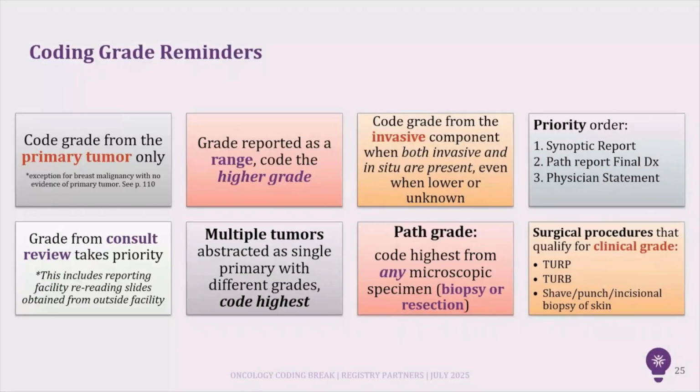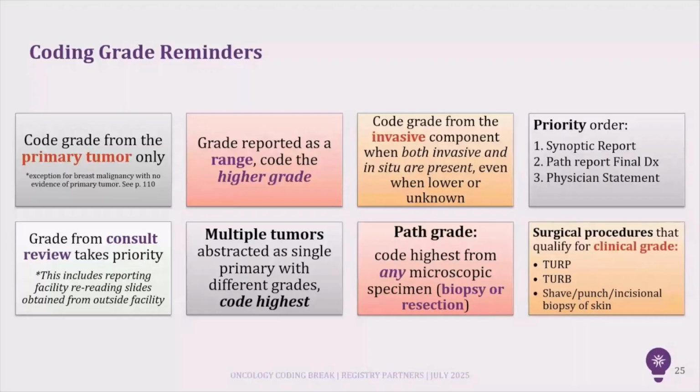For the path grade, we are allowed to code the highest from any specimen. So it could be the biopsy or the resection specimen, whichever one is highest, we're going to capture in the path grade. And then also remember, there are some surgical procedures that only qualify for clinical grade. For example, TURP in the prostate, TURB in the bladder, a shave, a punch, or incisional biopsy of the skin. So those are all coded as surgeries, but we use the results in the clinical grade field only.